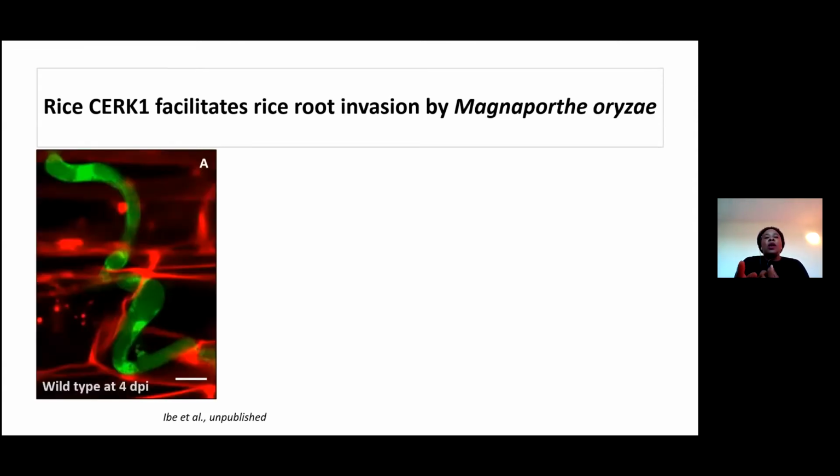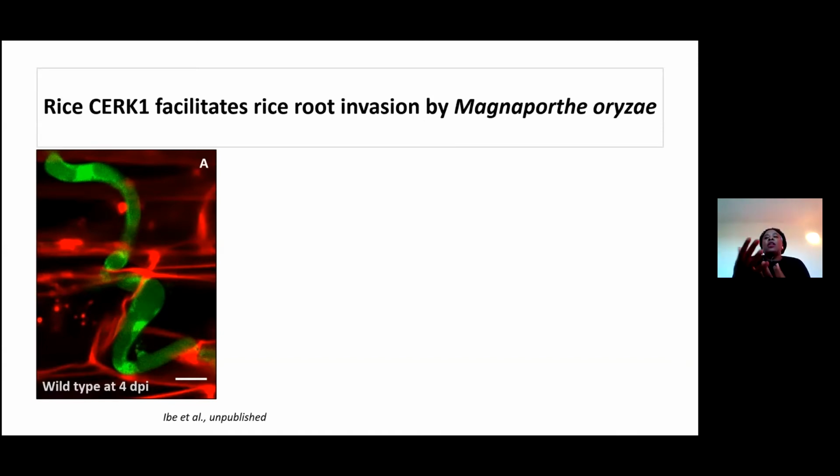So what I did was look at this picture right here. This thing that is green, that looks like a worm or a little snake, is actually Magnaporthe, the fungus in the root. It has been transformed with a green fluorescent protein to allow us to visualize the fungus and keep track of it as it invades the root. We do this microscopically. And the red is the plant cell wall. It's been stained with propidium iodide, which allows us to visualize the rice root cells and see how the fungus is invading from cell to cell.